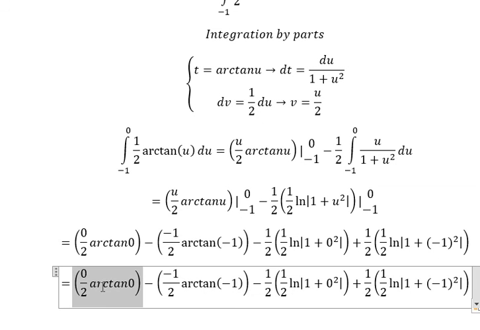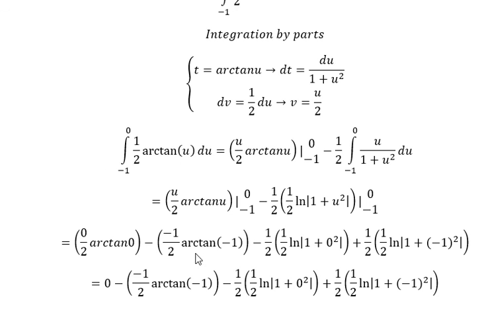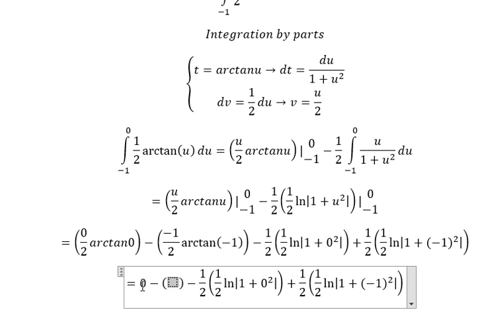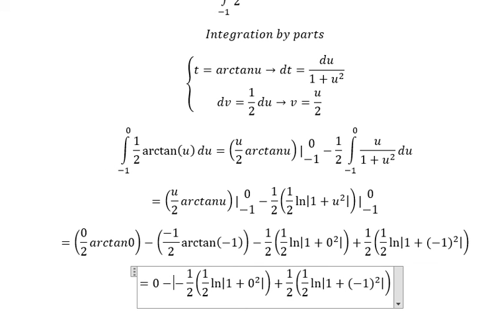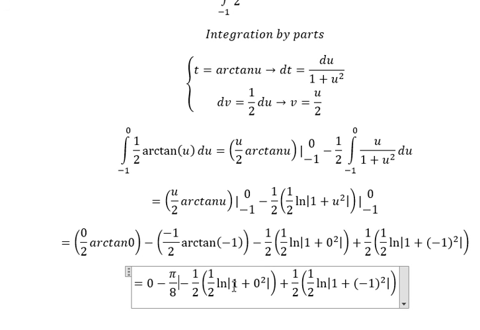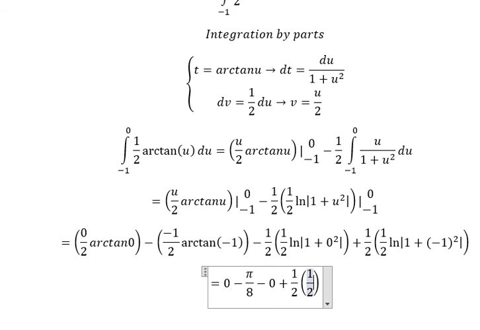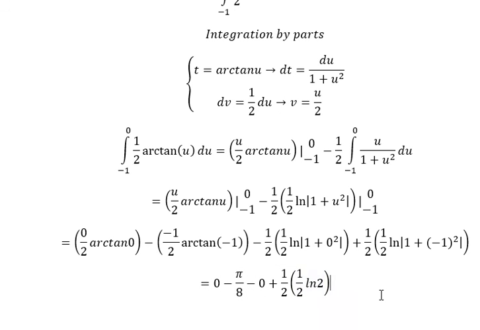So this one we got 0. This one we have negative pi over 8. Ln number 1 we got 0. This one we have 1 over 2 ln number 2.